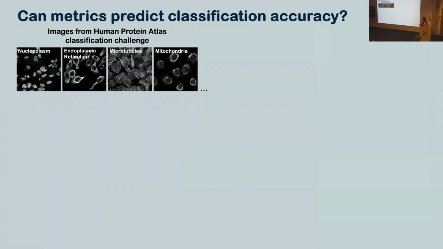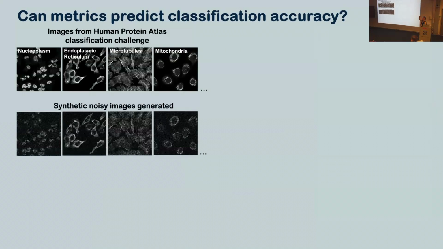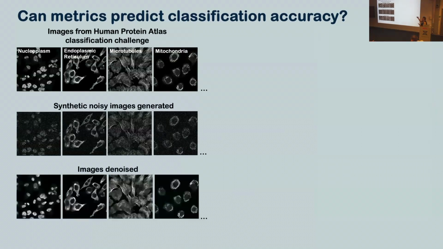And what we did was, you've got loads of images from the Human Protein Atlas classification channel, so images of different subcellular structures. And then we generated synthetic noisy images from this data. And then with different methods, we denoised them. For our noisy and our denoised images, we then trained classifiers to say, can you tell me what's in this image? We know what it should be. Can you learn from the noisy images what's in there? Can you learn from the denoised images what's in there?